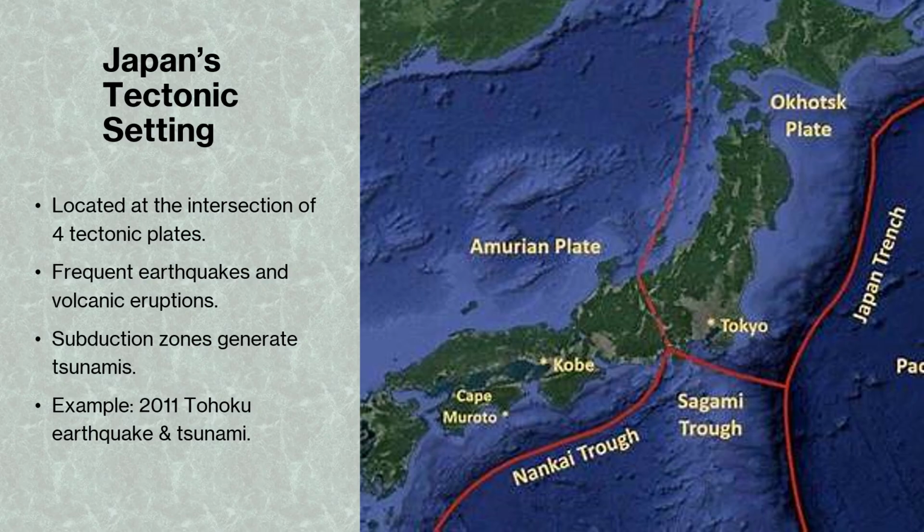A notable example is the 2011 Tokyo earthquake, where a magnitude 9.0 quake struck off the northeastern coast of Japan. It generated a massive tsunami that caused widespread destruction and loss of life. Japan's tectonic location demonstrates how plate boundaries shape not only landscapes but also the lives of the people who inhabit them.